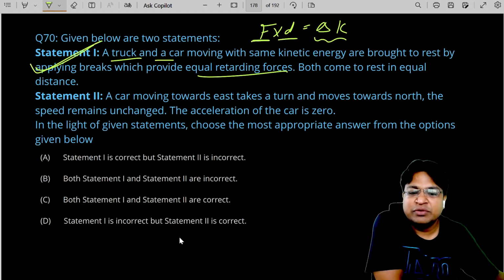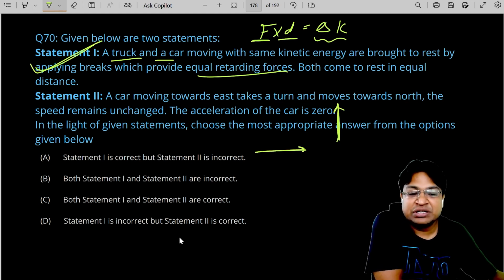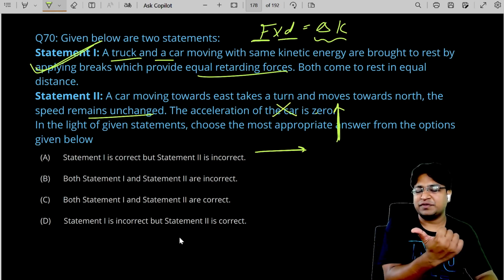Statement 2 says the car is moving towards east, in this direction, takes a turn towards north, and now it is moving in this direction. The speed remains unchanged, so the acceleration of the car is zero. That is definitely wrong because the velocity vector has changed. The velocity vector was first pointing towards east.